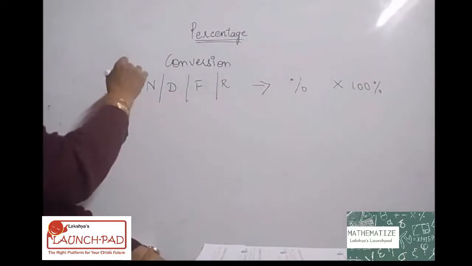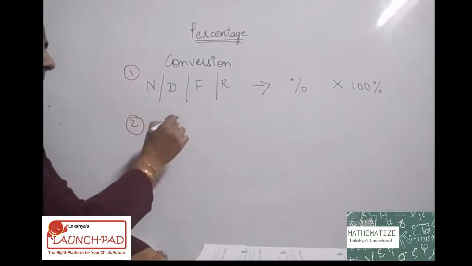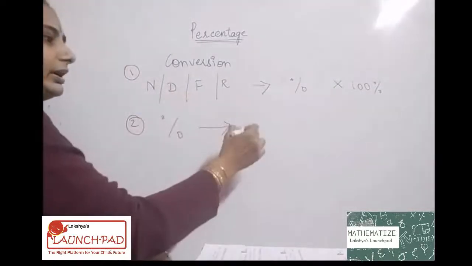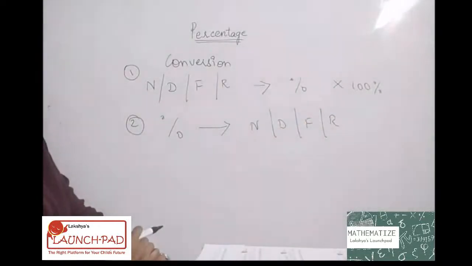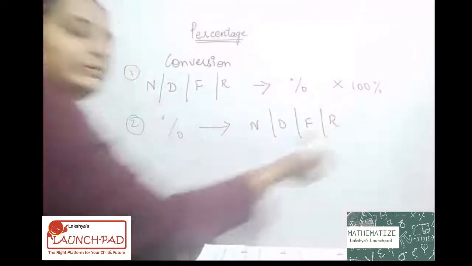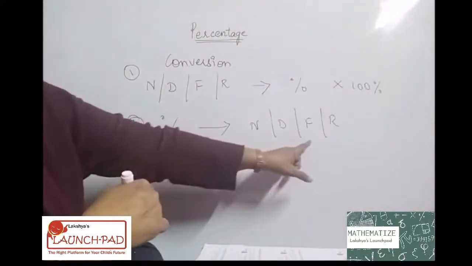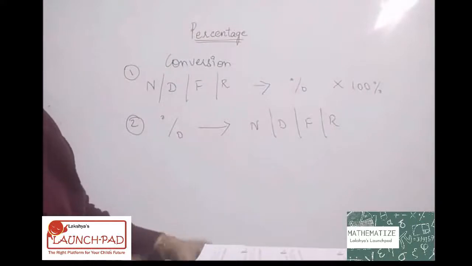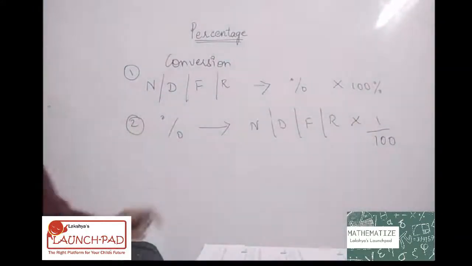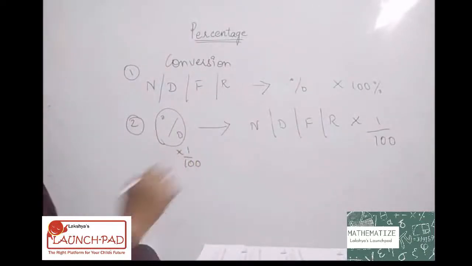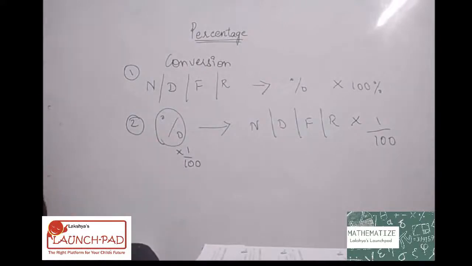Now, second is conversion of a percentage to a number or a decimal or a fraction or a natural number. What you should do? Generally, they'll say divide by 100. No. Remember it as, it will be difficult if you remember divide by 100 because when fraction comes, you don't know how to divide. So instead, remember it as multiply it with 1 by 100. There is no percentage symbol; it means this symbol is written as this. Simple. Okay. So, note this down.